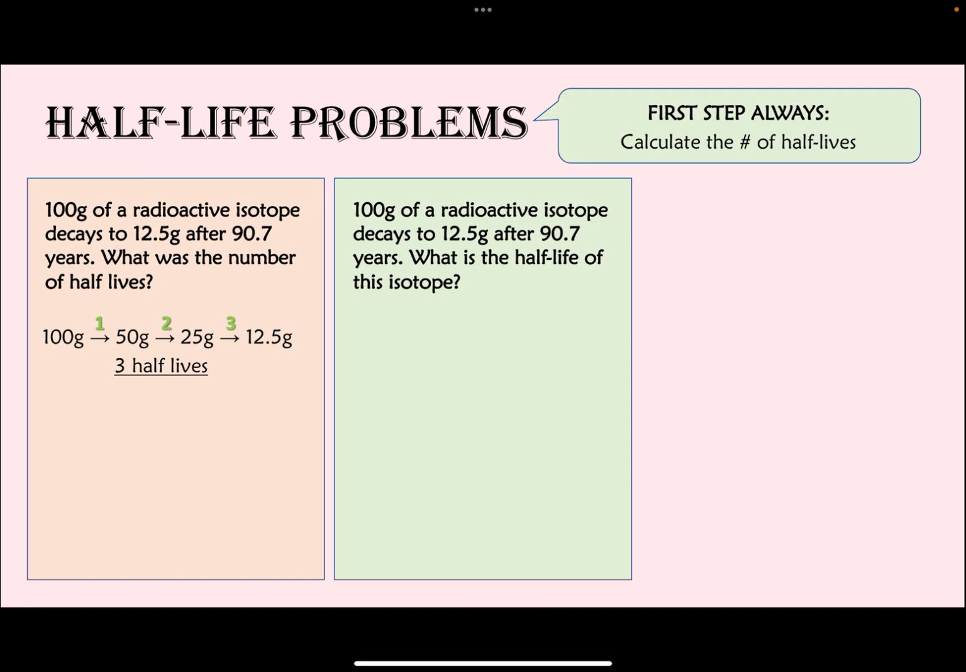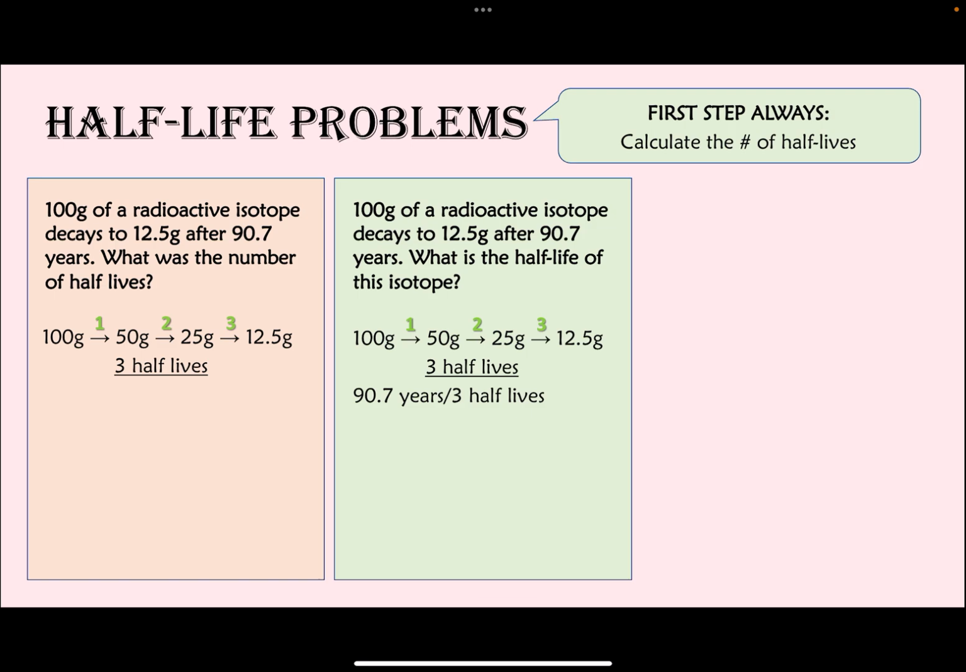Next up, it's saying 100 grams of radioactive isotope decays to 12.5 grams after 90.7 days. What is the half-life? So once again, we go ahead and say that when we go from 100 to 12.5, that was 3 half-lives. So if it took us 90.7 days for 3 half-lives, how much would that be for 1 half-life?